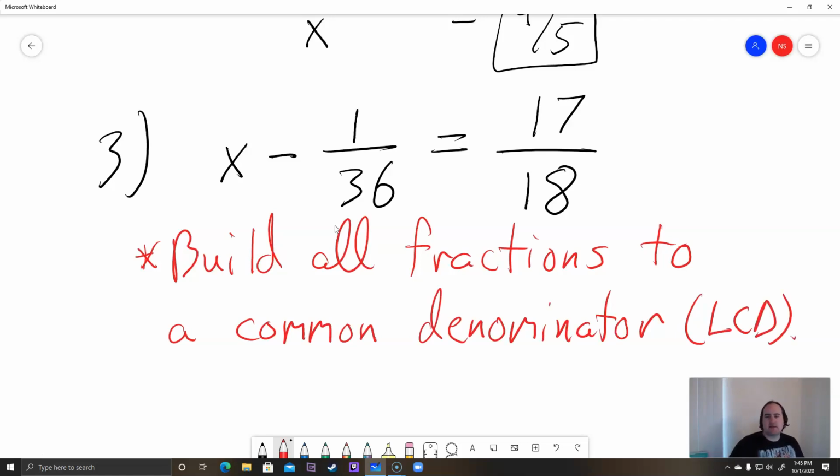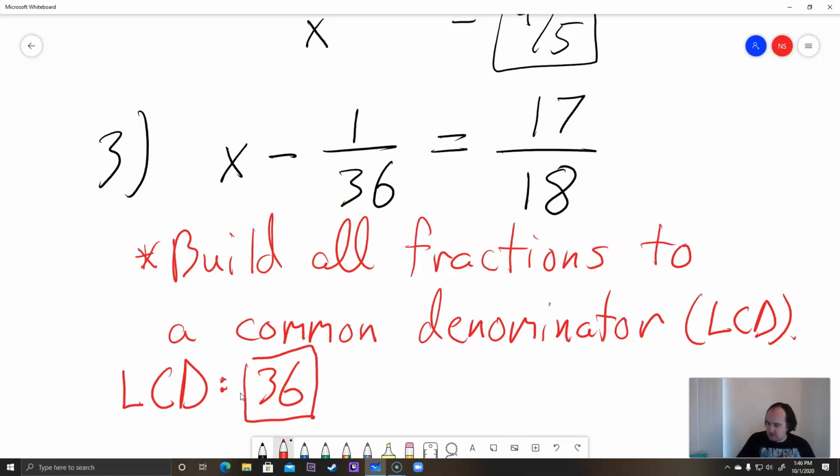So what's the LCD of 18 and 36? Well, you take the bigger number, which is 36, and you list all the multiples of it until you find a multiple that 18 goes into. But just the first multiple of 36 is 36, and we know that 18 times 2 is 36. So here, the LCD is 36.